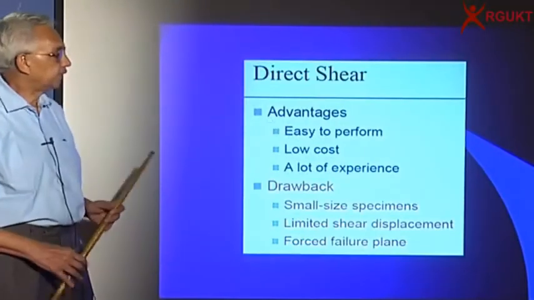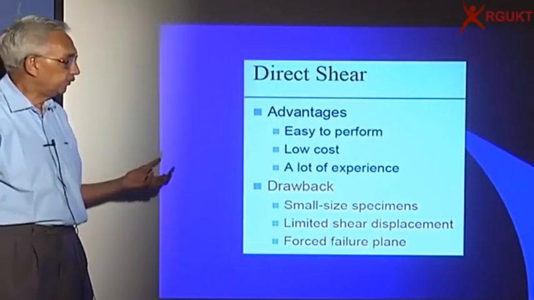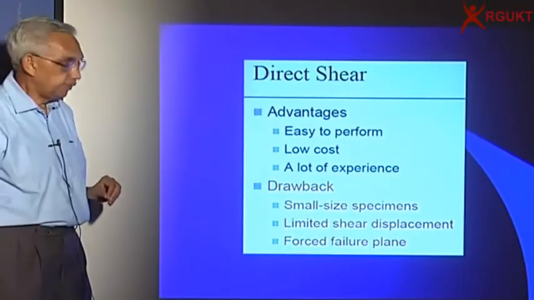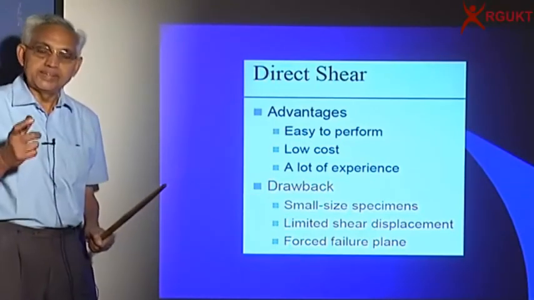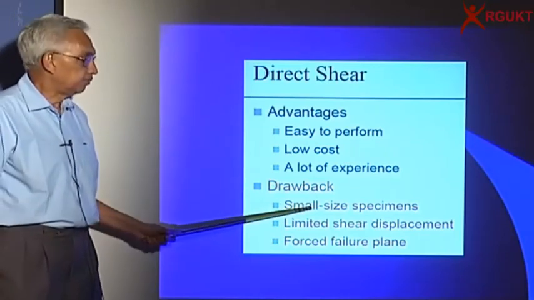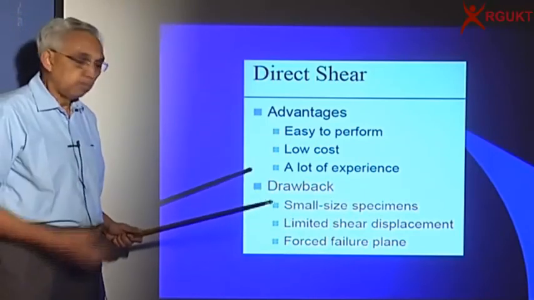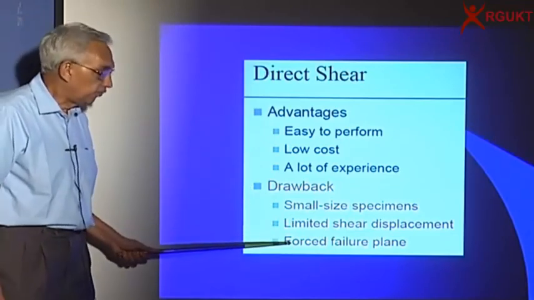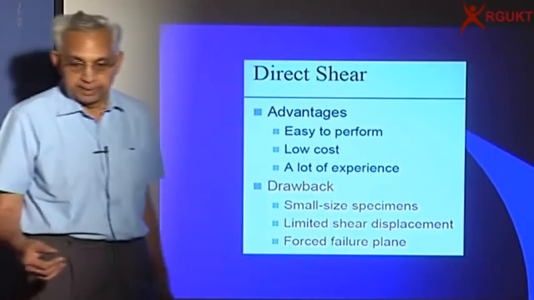The advantages are it's very easy to perform, it is very inexpensive, and a lot of experience is there. Even a technician can carry it out, an engineer doesn't have to do that. But the disadvantage is it's a very small box, hardly 6 centimeters by 6 centimeters. The specimen size is very small, and the displacement also you can't go for more than maybe 2 millimeters or 1 millimeter. And you are forcing failure along a given surface, whereas the real failure may be some other plane.